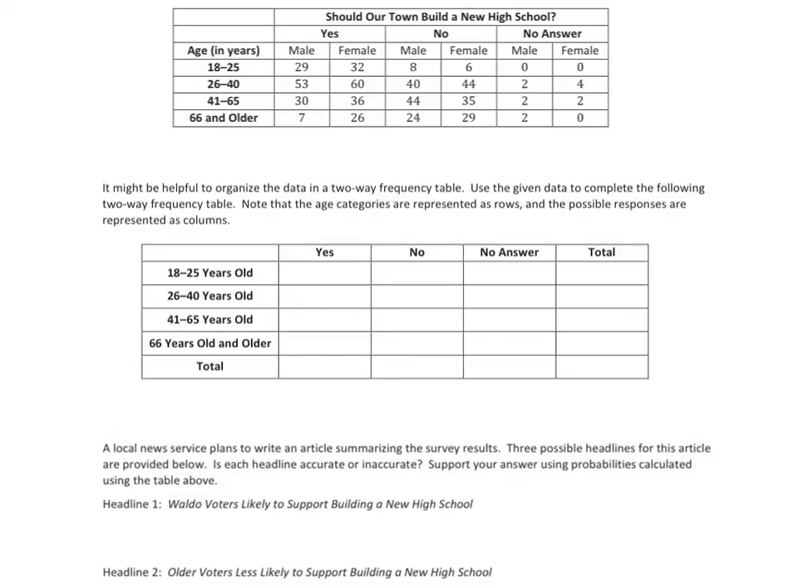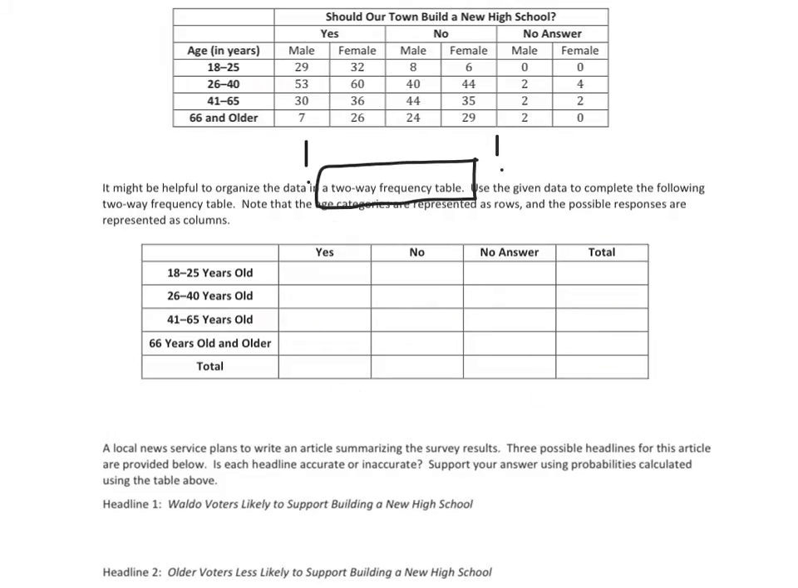Okay, so this next table you already have in your notes, please don't recopy it down. Here's the important part. It might be helpful to organize the data in what we call a two-way frequency table. So let's make sure that's jotted down. Use the data to complete the following two-way frequency table. Note that the age categories are represented in the rows, and possible responses are represented in the columns.